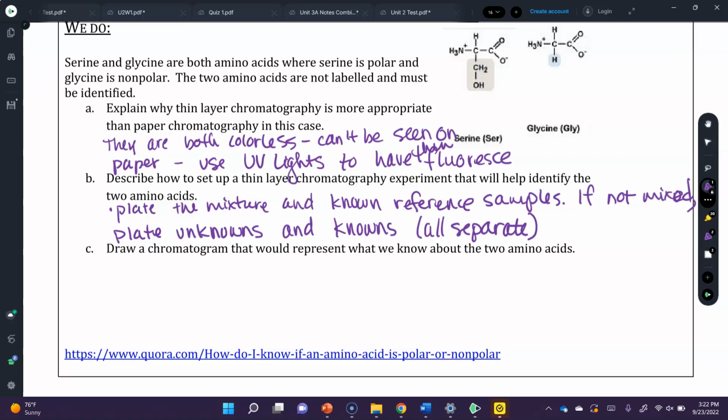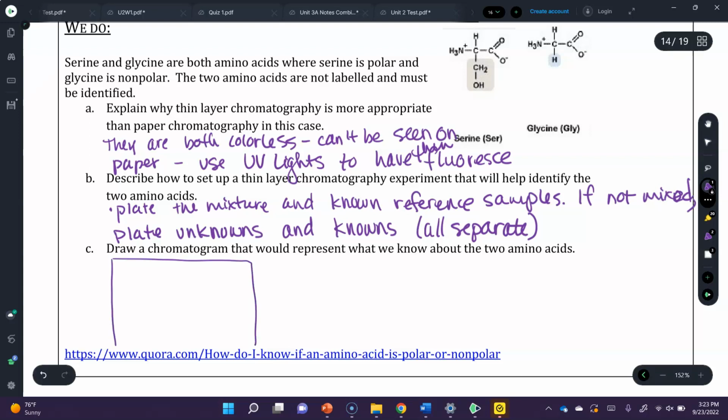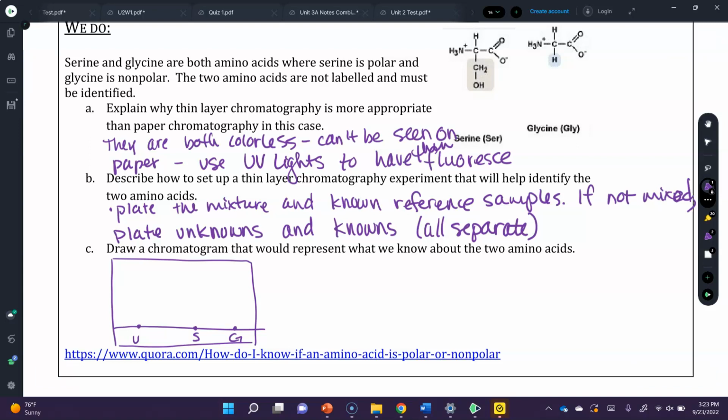So draw the chromatogram that would result. If I'm assuming that they are mixed together, I would draw it like this, right? And I'd have my origin spot for my unknown, and then I'd have my serine, and then I'd have my glycine. And I would expect serine, being polar, not to travel very far, and then glycine to travel really far. And so I would expect then my unknown to have two.